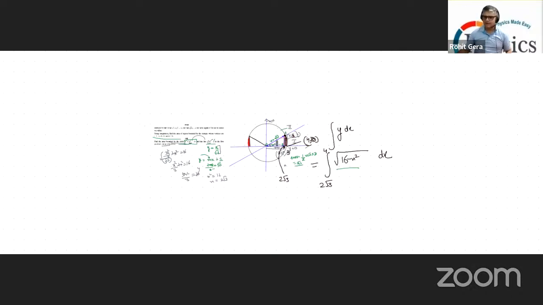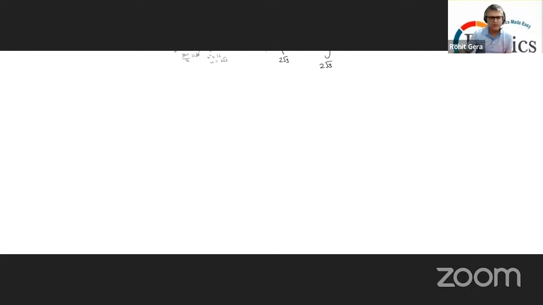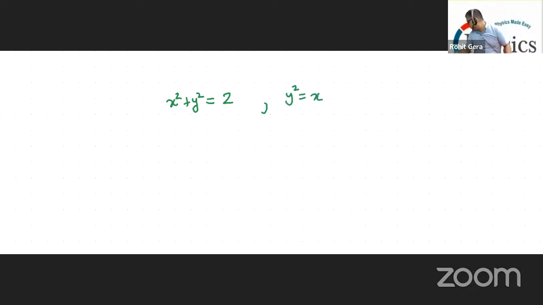So let's say you are given x square plus y square is equal to, let me make it 2, okay? So the radius is root 2 and there is a parabola, y square is equal to x. So you have to find the area which is bounded by these two curves.